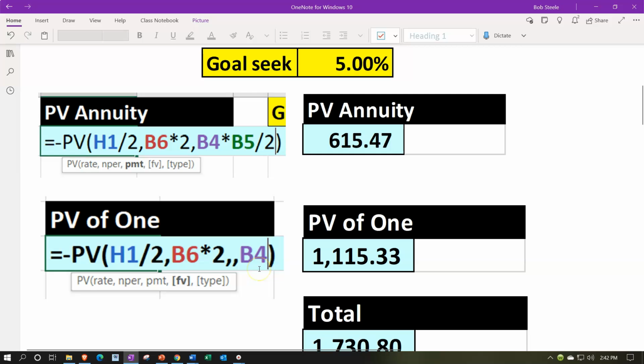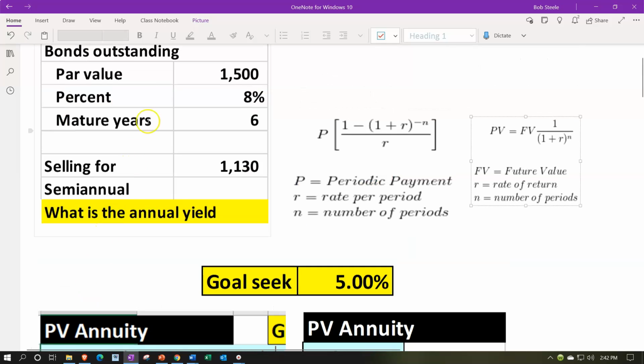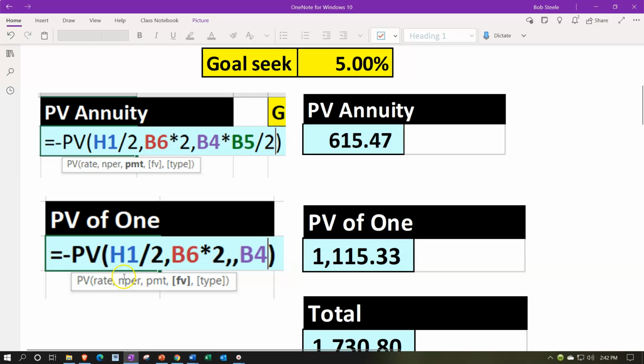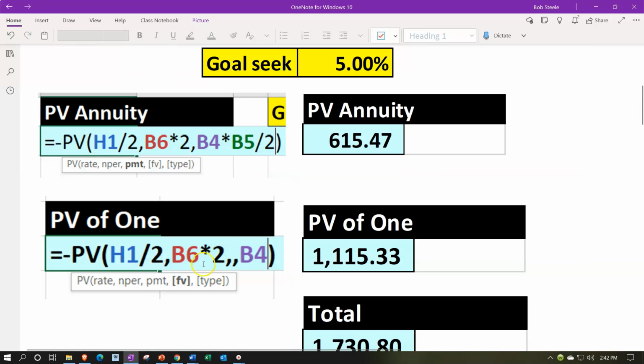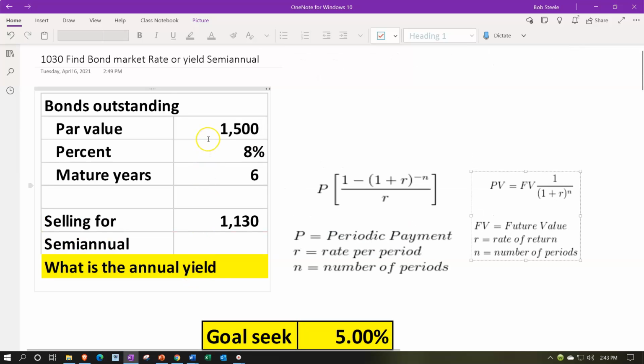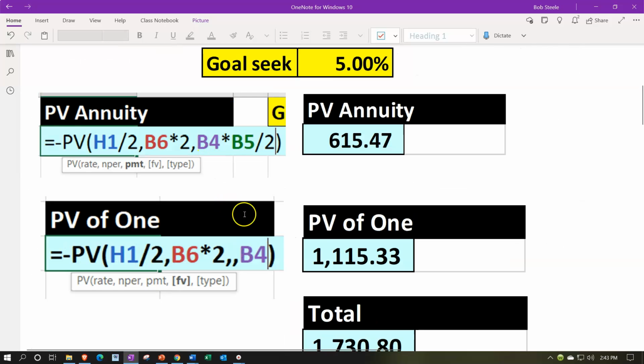Then the present value of 1 calculation would look something like this. We'd have the present value of 1 pulling this 1,500 back to the current time period. That would be the rate, which we're going to assume is 5% divided by 2, because this 5% is the yearly rate, and divided by 2 would be the 6-month rate, comma, number of periods, which is going to be the 6 times 2, or 12. So this multiplication represents that, comma, comma. The future value then is simply that 1,500, the par value.